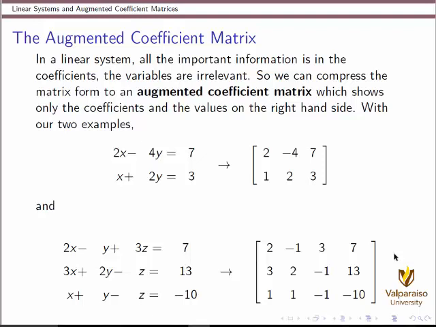Sometimes in books you'll see a vertical line put in there to separate the coefficients to the left and the right-hand side vector, but frankly in this typesetting it's kind of awkward to do that, so I'm not going to. We just have to remember that right-hand column is the right-hand side of the equations.